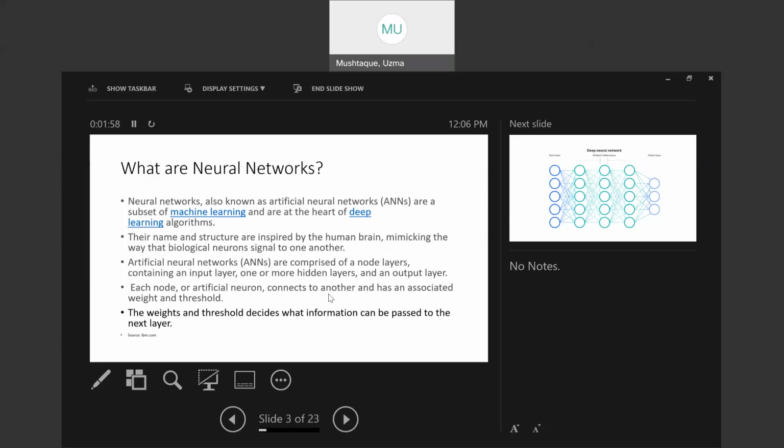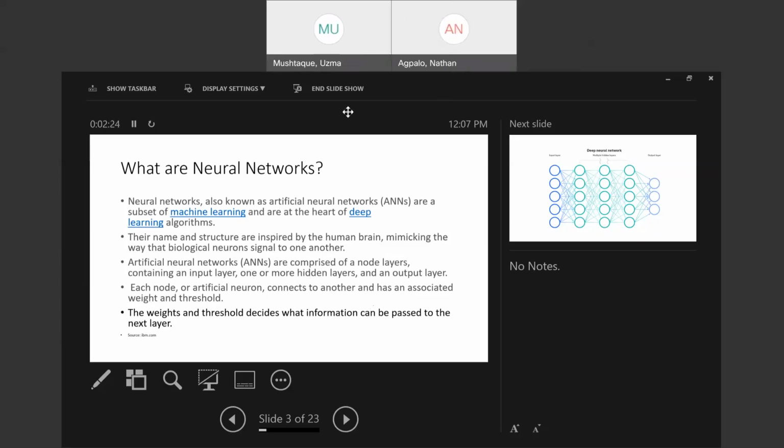Okay. Now, as I said, their name and structure is inspired by the human brain, trying to mimic how biological neurons are interconnected and how they exchange information. And of course, ANNs or artificial neural networks are comprised of a node layer, that's an input, and then hidden layers, and then an output layer. Do not worry about these terms if you're not familiar with them. I'm going to cover each and every one.